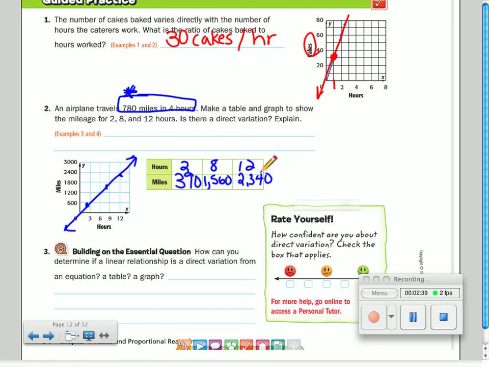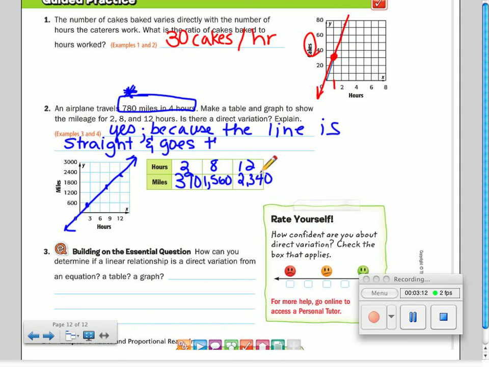Ooh, this looks like what? What did I just draw pretty well? It is a direct variation, and the line goes to the origin. Good. So she's already answering the question for me. Is there a direct variation? Yes. And then explain. One answer could be because the line is straight and goes through the origin. Can anyone come up with another way to determine if there's direct variation?